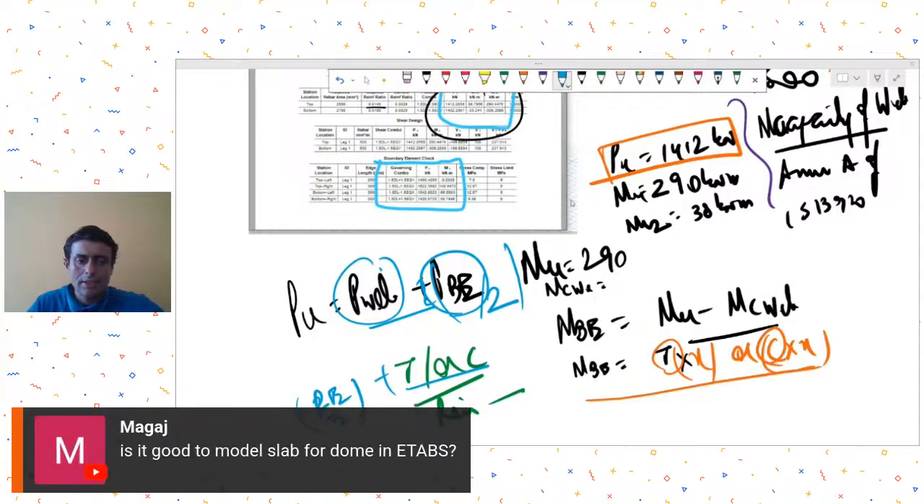Then Mr. Magaj is asking, is it good to model slab for domes in ETABS? Yes. Why do you think it is not good? You can do.